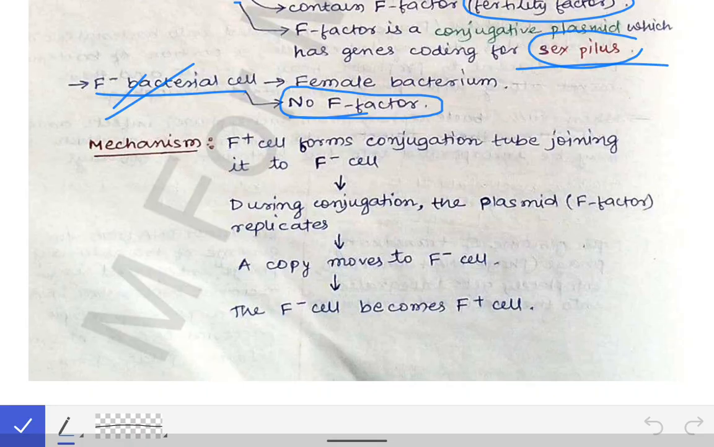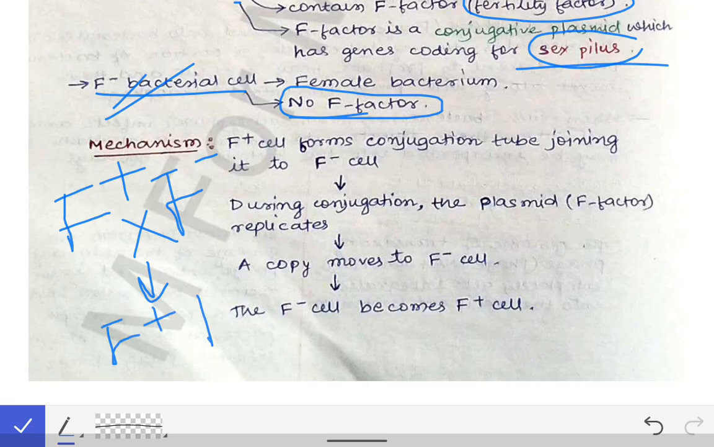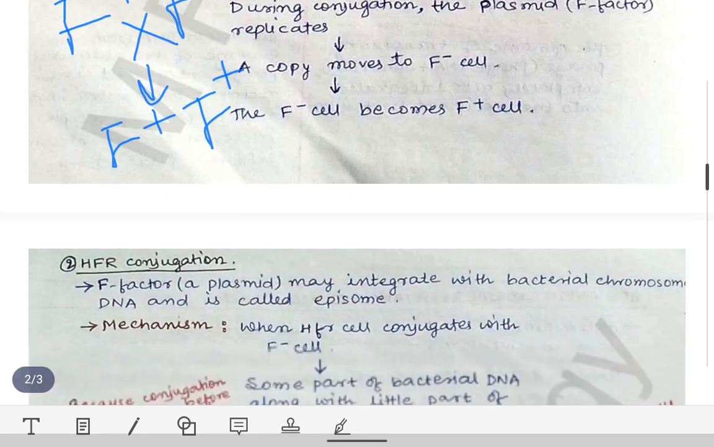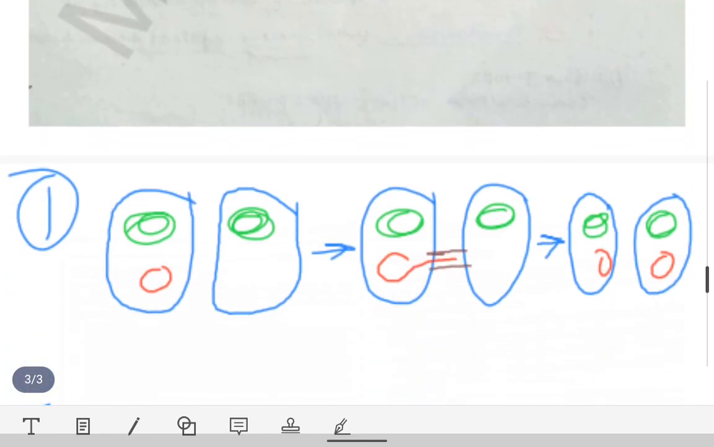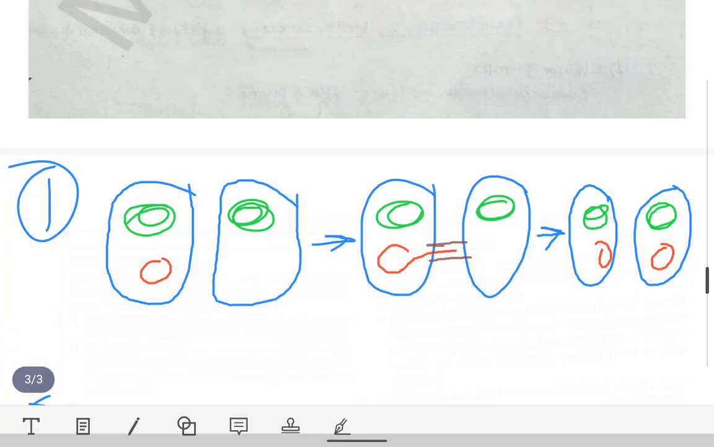So the end result in F plus and F minus conjugation is that both the cells become F plus. Both the cells become F plus at the end. So this is the end result of F plus and F minus conjugation or mating. Let's see it with a diagram first, then we will talk about the second type of conjugation or mating.